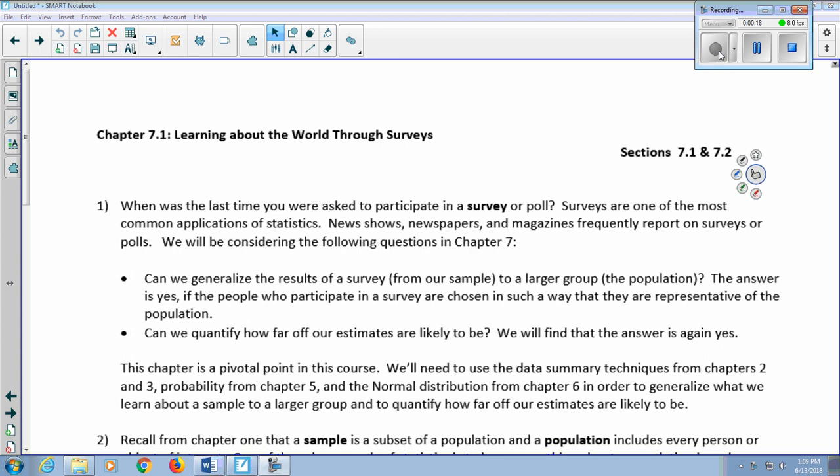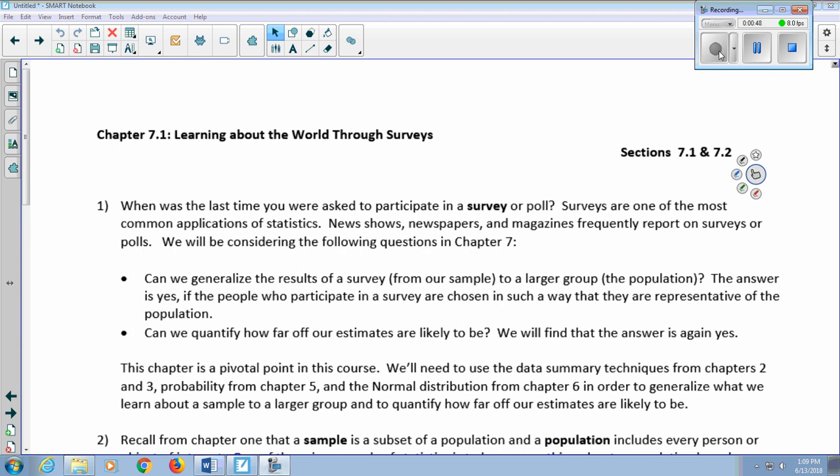Most of us have at some point or another been asked to complete a survey or a poll, whether it's a phone call or someone coming up to us. They're one of the most common applications of statistics. News shows and newspapers frequently report the results of surveys. So we're going to be considering a couple of things about surveys.